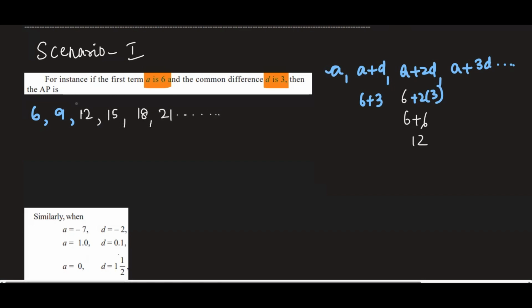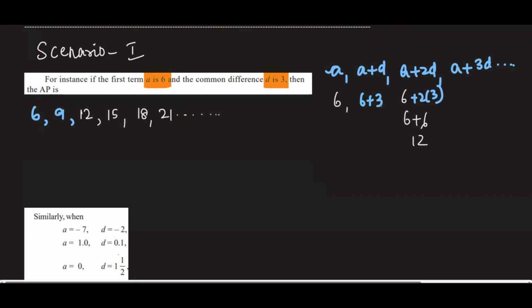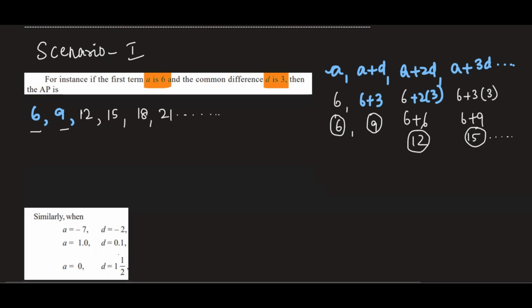So this is the arithmetic progression. Or we can use this one also. Basically A will be 6, then 6 plus 3, then again 6 plus 2D, then again 6 plus 3D. So 3 into 3 will become 9, so 6 plus 9 will become 15. So if you notice, the first term is 6, then 9, 12, 15, and so on. Okay, clear? So the first scenario is clear.